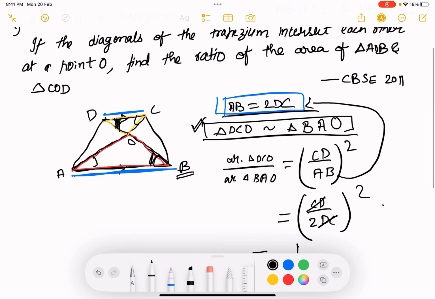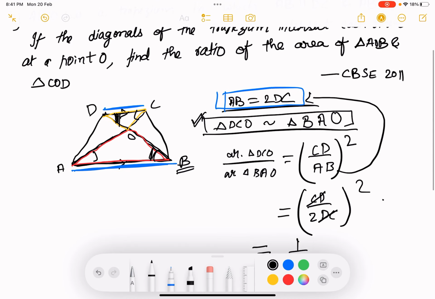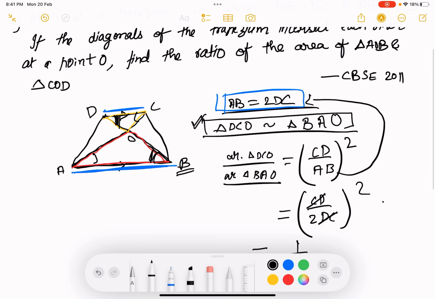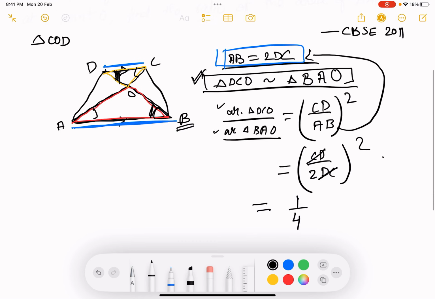Okay, but in the question we were asked for the ratio of AOB upon this, so we just have to reverse it. Final answer would be 4:1.